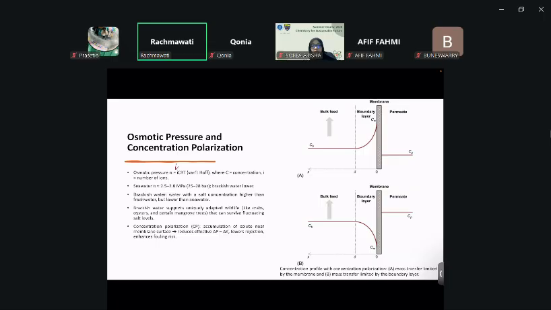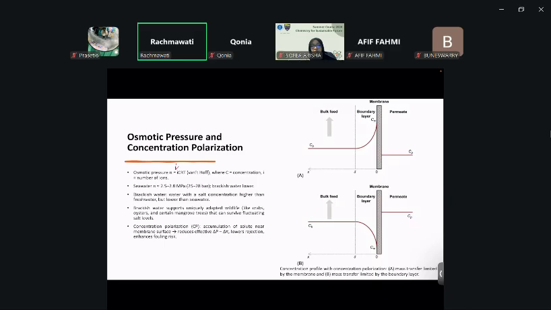Now, as I informed you before, what we have to keep in mind in this membrane filtration process is the concentration polarization. What does it mean? It refers to the accumulation of solute near the membrane surface. Why do we care about that? Because if there are too many accumulated particles on top of the membrane, they will hinder the filtration. You will have lower flux. You will have membrane fouling.